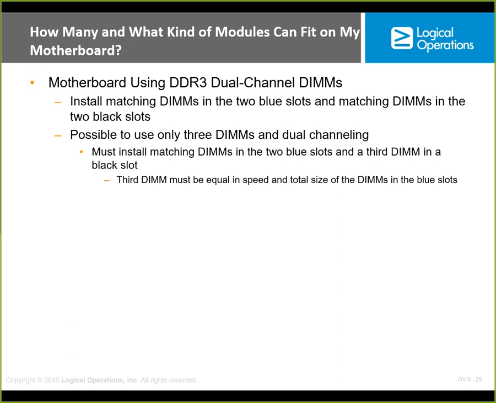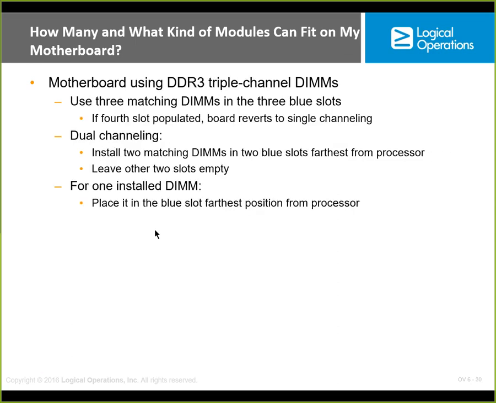It's possible to use only 3 DIMMs in dual channeling. You must install matching DIMMs in the 2 blue slots and a 3rd DIMM in the black slot. And here we're kind of generalizing, but still look at what the documentation says. And again, this is for DDR3 memory.